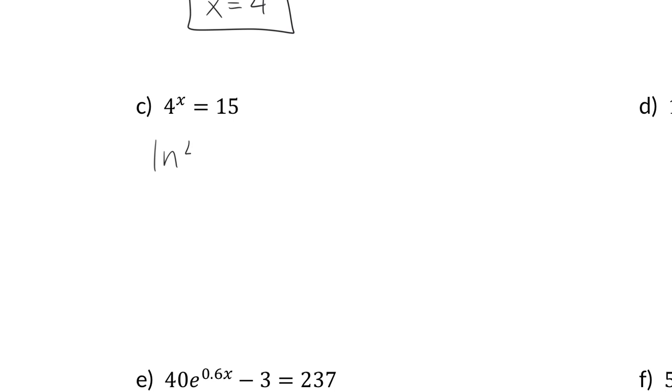We're going to do the natural log of 4 raised to the x power equal to the natural log of 15. What we do to one side, we do to the other. So we're taking the natural log of both sides.